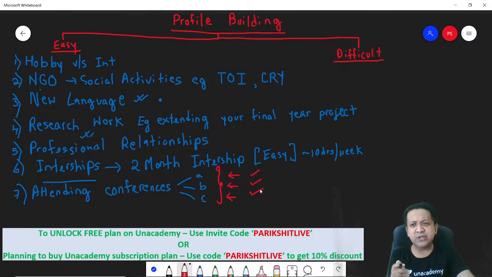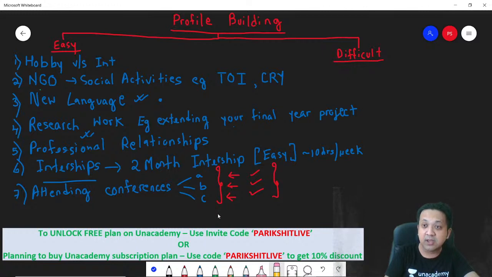If you are a mechanical engineer and let's say you are attending a conference on some BCom related thing, then it might not help you much. So attend conferences which are related to your area of interest, because that would show that you like attending conferences. You are always open to new learnings, and you can also talk about it very easily during an interview. So attending conferences is something that you can very easily do. And put it on your resume.